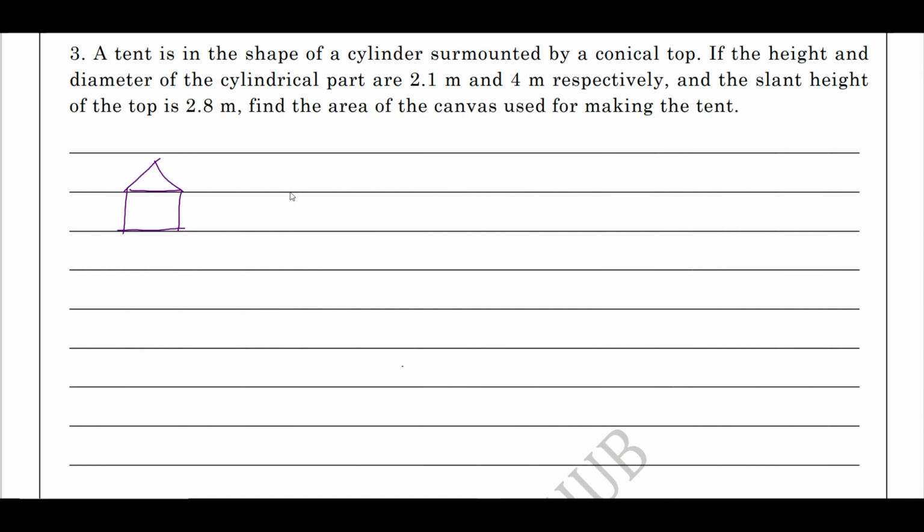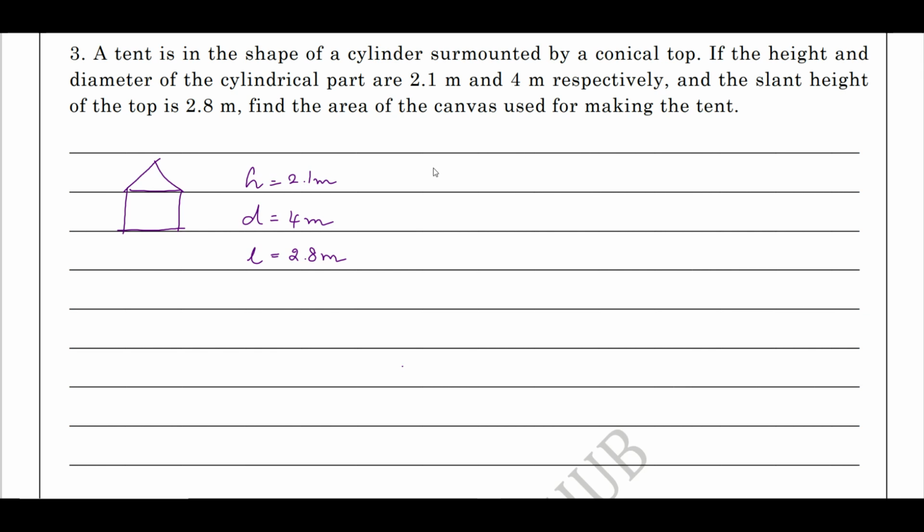Sorry, it is the height and diameter of the cylindrical part. Height equals what? 2.1 meters, and diameter equals what? 4 meters. Now the slant height of the top is L equals 2.8 meters. Find the area of the canvas used.